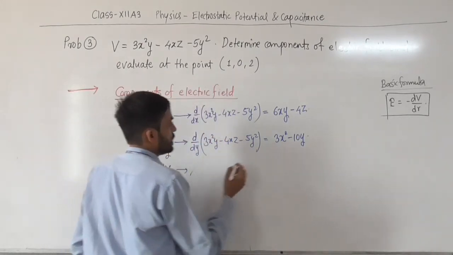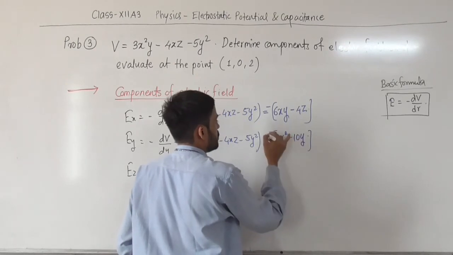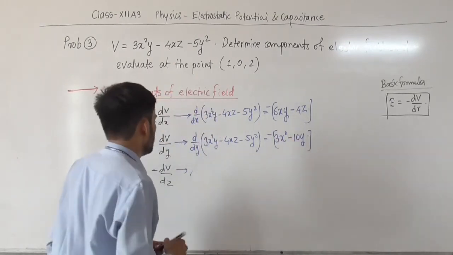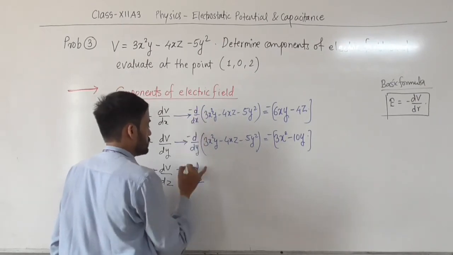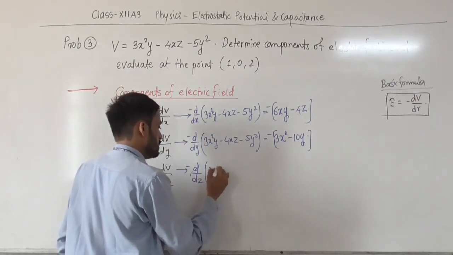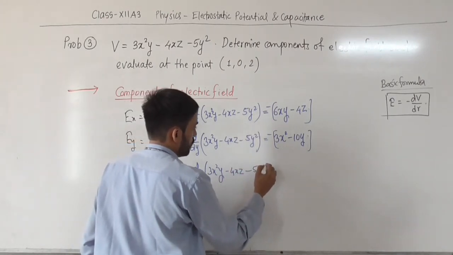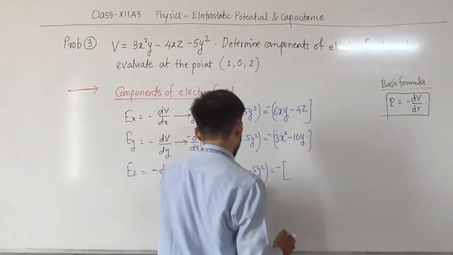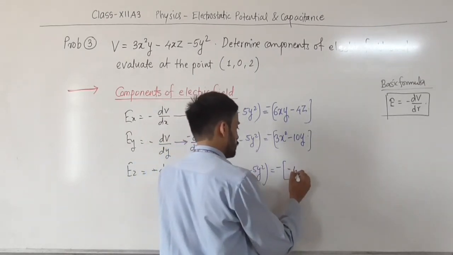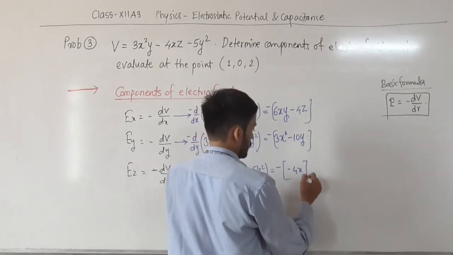माइनस dV by dz. हाँ ऑफ कोर्स. और इसका माइनस भी आएगा ना, ये माइनस, ये भी माइनस. बराबर. इसका कितना आएगा? d by dz माइनस माइनस माइनस d by dz ऑफ सेम 3x square y minus 4xz minus 5y square. यहाँ पे भी माइनस ऑफ, पहले में z नहीं 0 हो जाएगा. यहाँ पे z 1 आएगा minus 4x minus 0. यहाँ पे भी नहीं है z minus 4x.